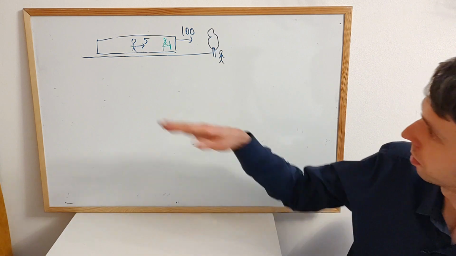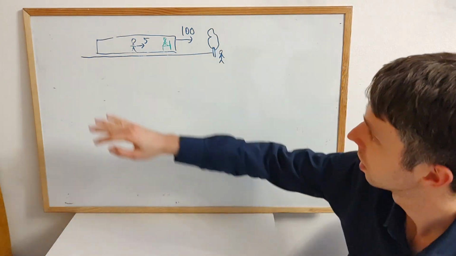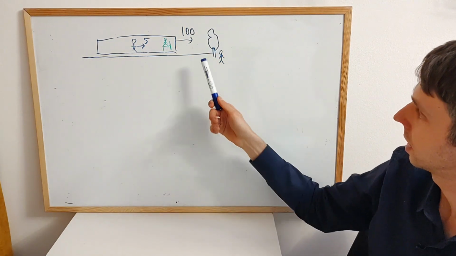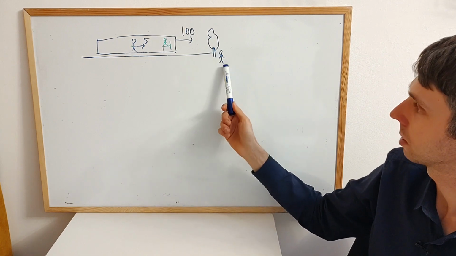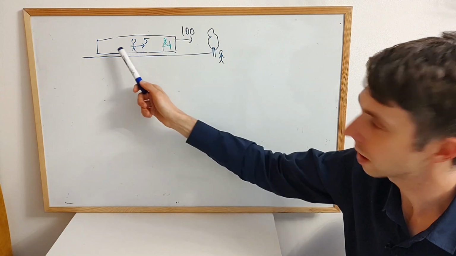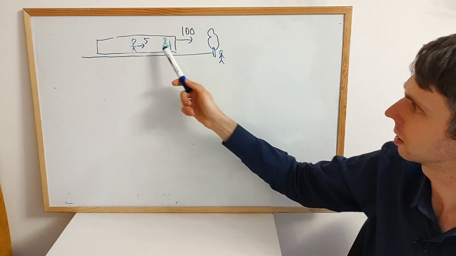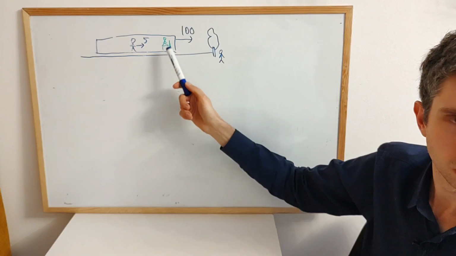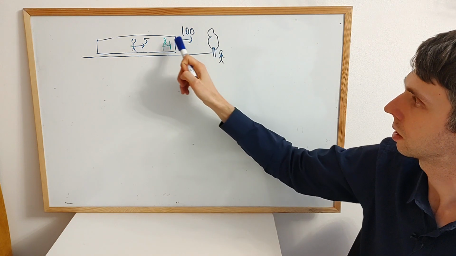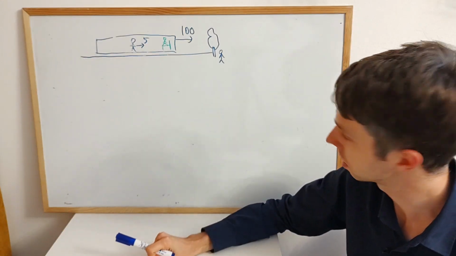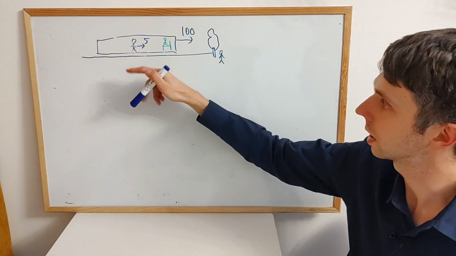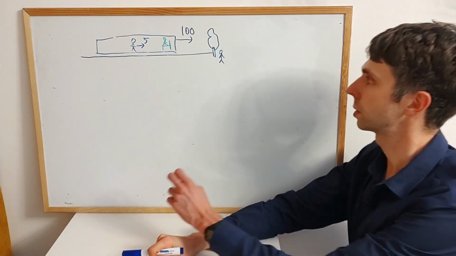So first example, here I tried to draw the railway and this is the train, okay, and this is a tree next to the railway and this is a guy standing next to the tree and this is a guy walking inside the train. And this here is the guy sitting on a chair inside the train. So let's say the train is moving with speed 100 kilometers per hour and this guy is walking inside the train with speed 5 kilometers per hour.